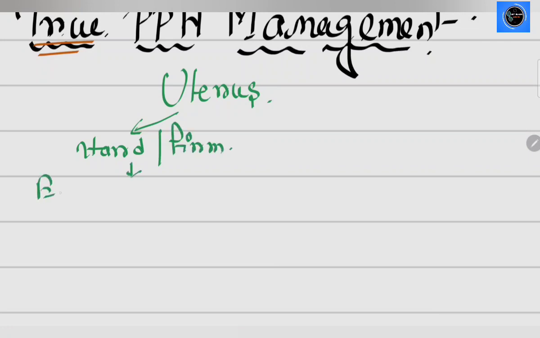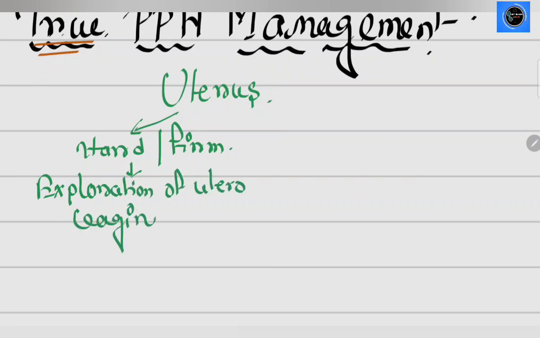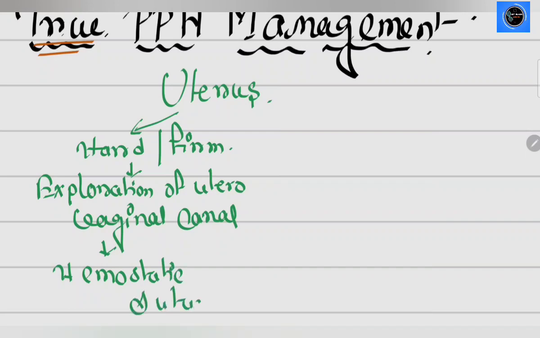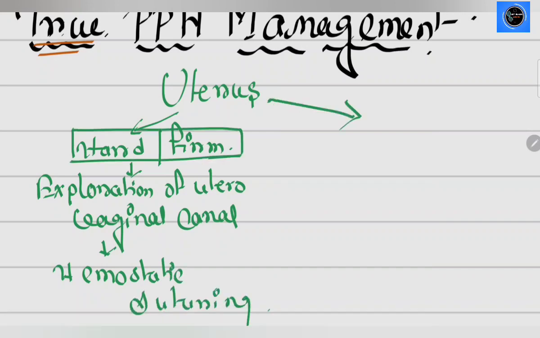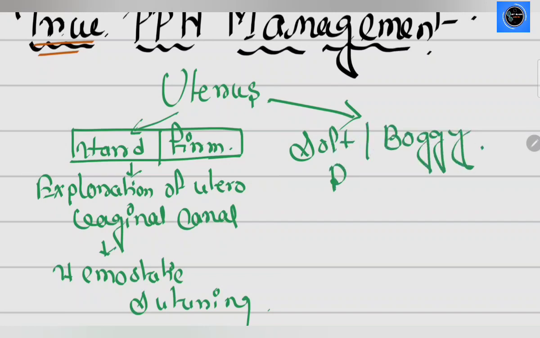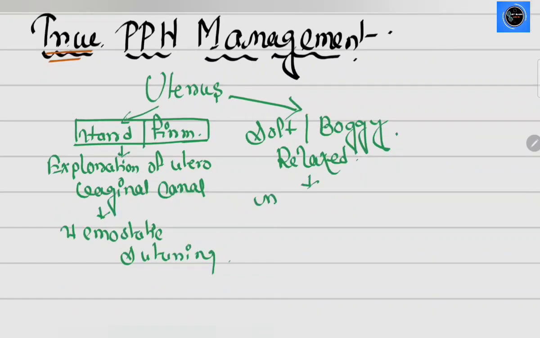you can perform exploration of the uterovaginal canal. After that, you can perform hemostatic suturing. But when you feel the uterus is soft, boggy or relaxed, you should perform massaging of the uterus.